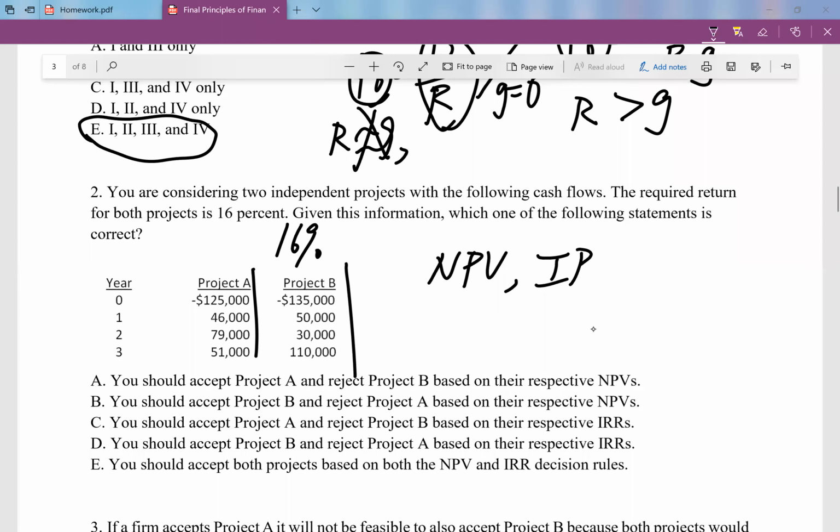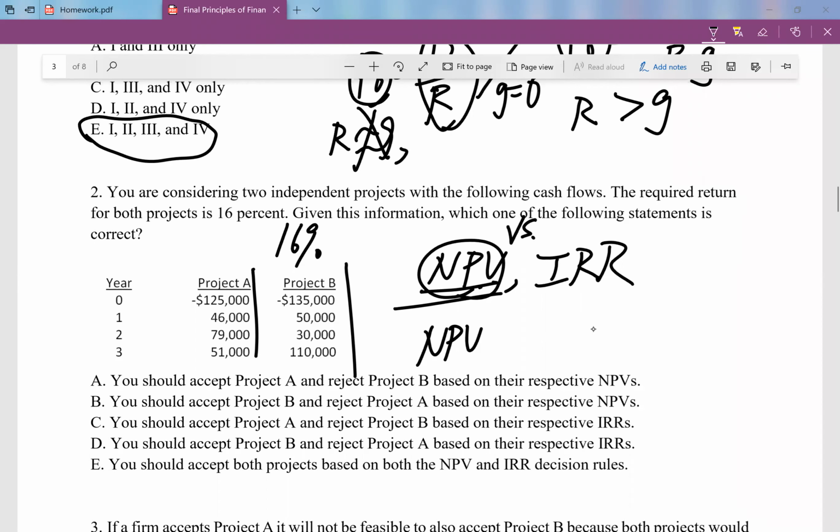However, if these two contradict, right, they are not consistent with the decisions, then you must follow the NPV indicator. So NPV will dominate the other indicators. When you're choosing this project, you must always follow the NPV method. So for these questions, we actually need to solve the NPV of these two cash flows.